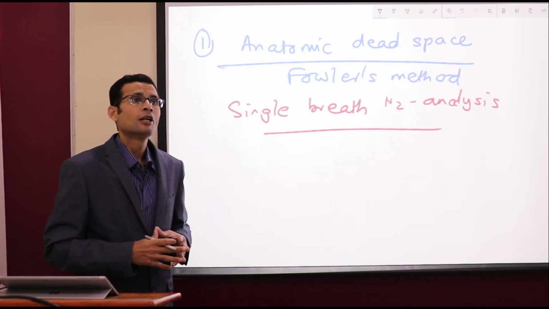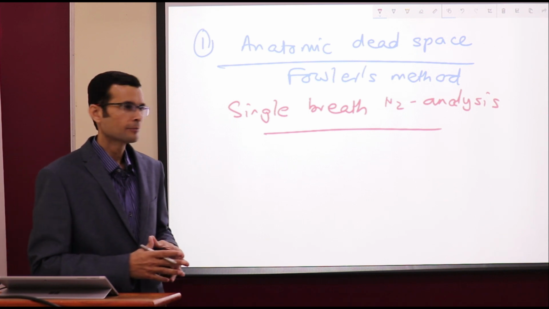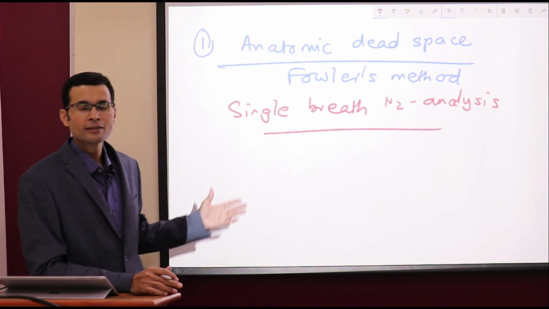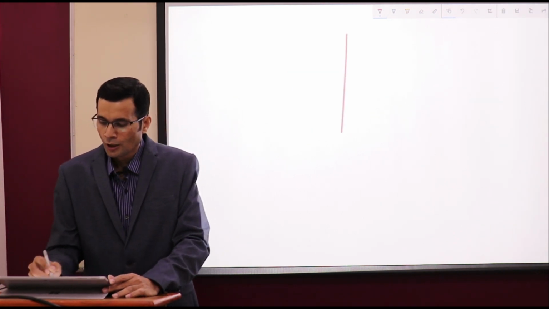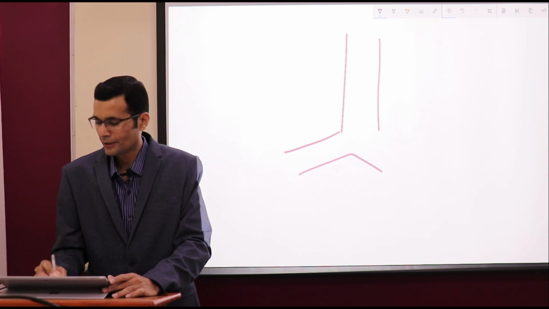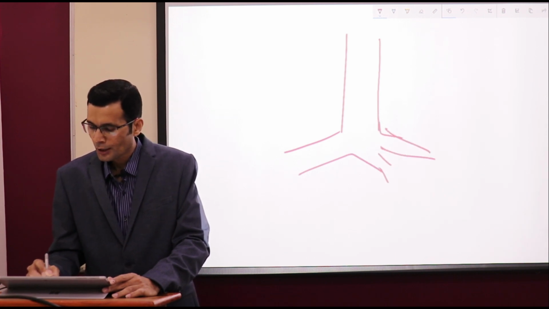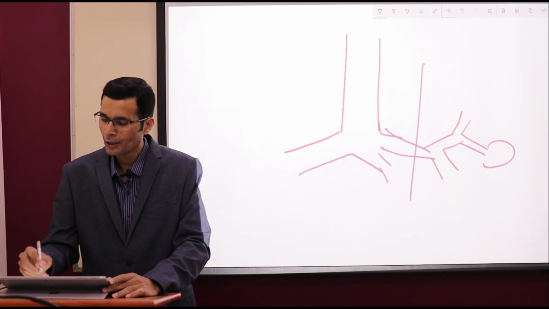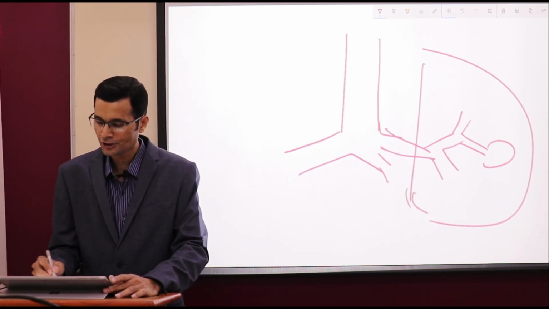First of all, why do we take nitrogen? Physiologically inert gas. That's one important reason why we select nitrogen. Now, what is the method and how is it carried out? Here is a respiratory passage made up of the dead space and then the alveoli, just a diagrammatic representation at this moment.